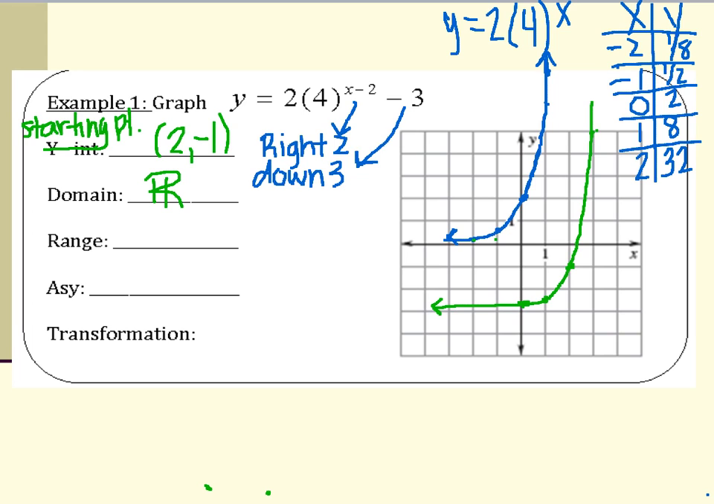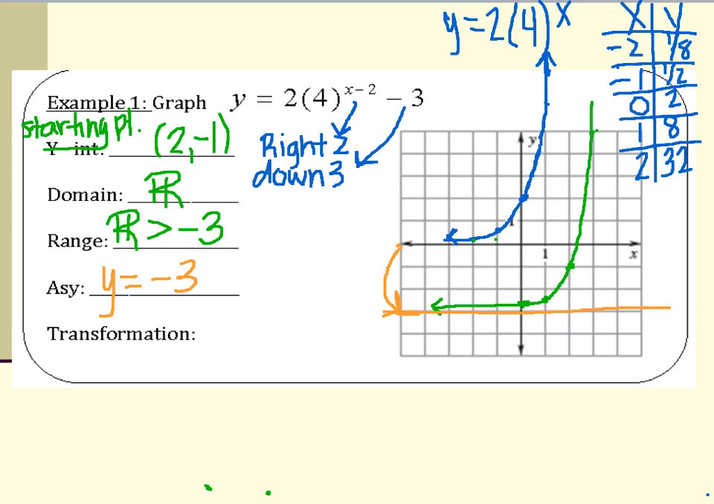Okay. Our range, so this is a little bit trickier here. Let's look where our range is. And in order to do that, let's look at our asymptote. Our asymptote would have been right here, but it actually moved down 3, just like the whole entire graph. So your asymptote is right here. That's the line y equals negative 3. So that's your asymptote. So you've got to think that all of your y values have to be greater than negative 3. So our range is all real numbers greater than negative 3.